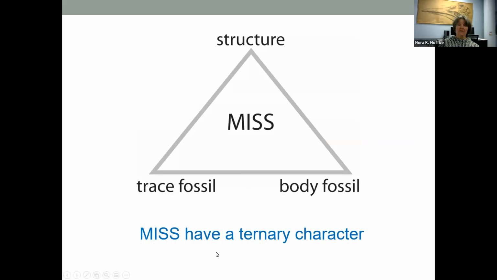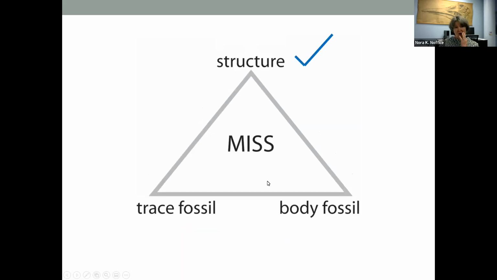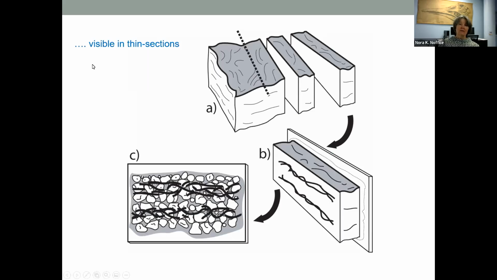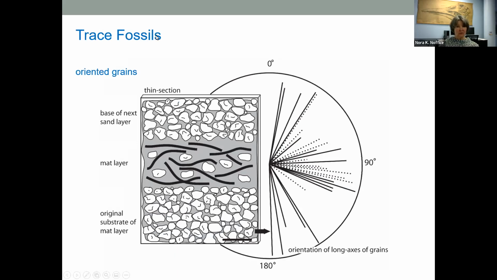Very quickly, MISS have a ternary character, meaning they produce large-scale sedimentary structures that we have just seen, but they also include body fossils of filaments and coccoid-shaped cells, as well as they create real trace fossils, which is what I like to talk about in a moment. So we talked about sedimentary structures. Now we move into trace fossils and body fossils. The latter are visible in thin sections that we can analyze with respect to optical and chemical signals. So let's start with trace fossils.